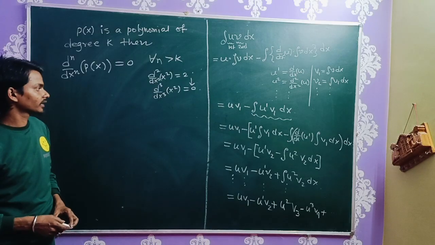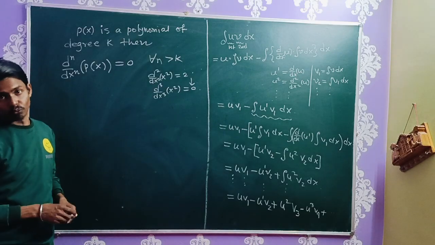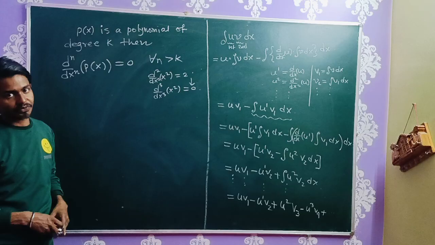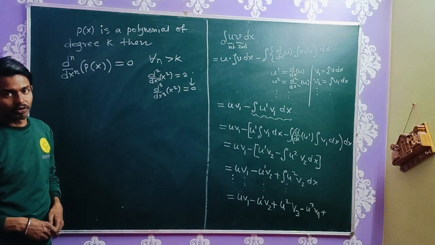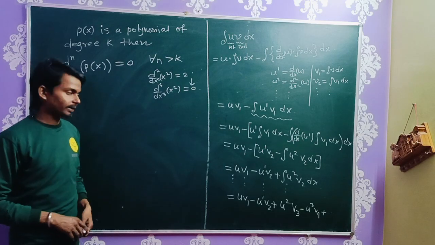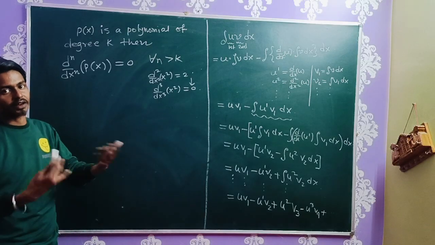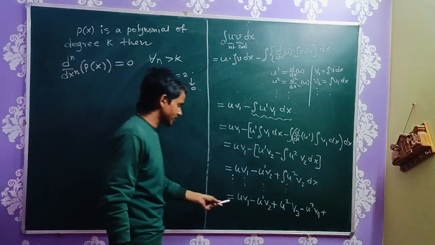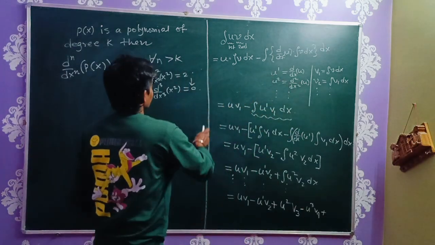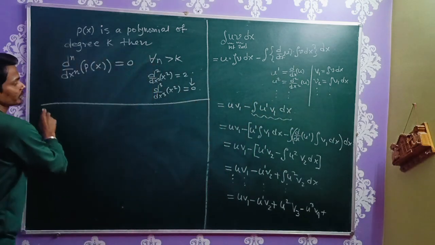So from here you can guess which function you should take as u. Especially if you have a polynomial, definitely I select u as the polynomial. Because you will take the derivative of the u function, and after a certain time it will become 0. So this series will stop at a certain point.